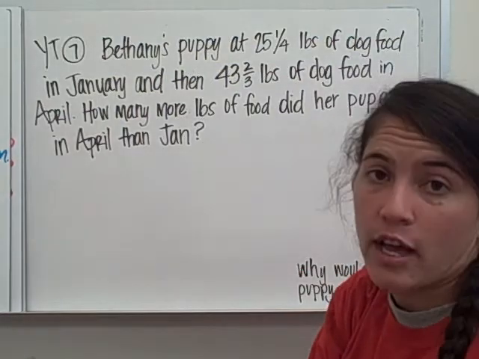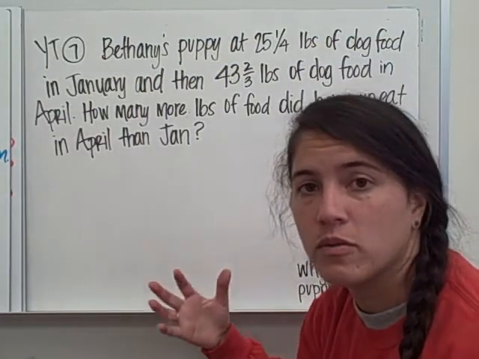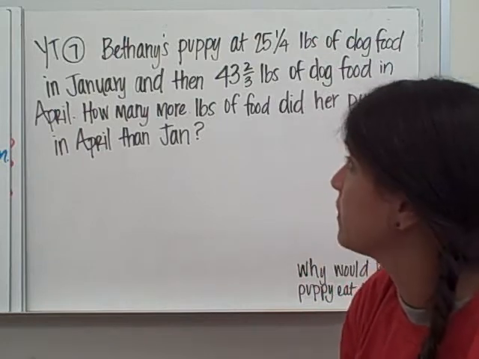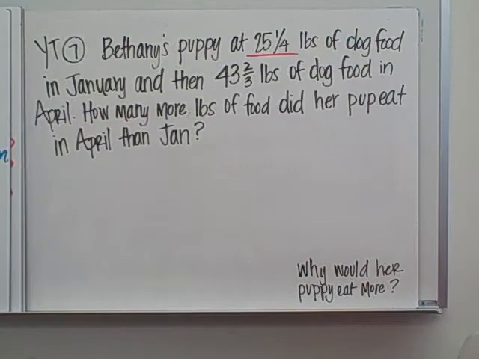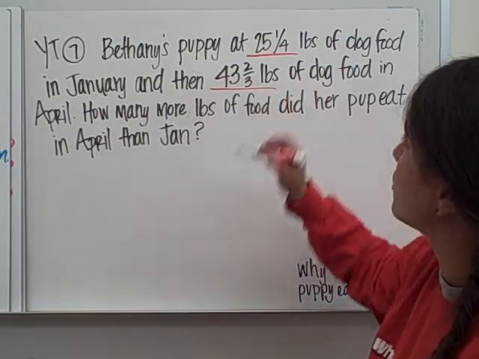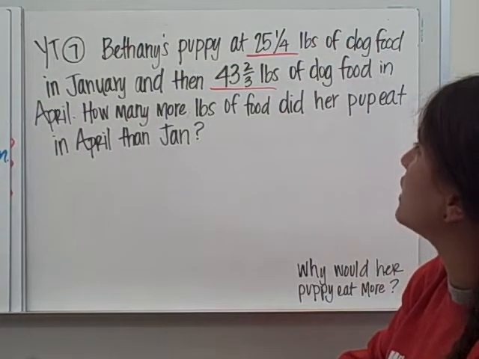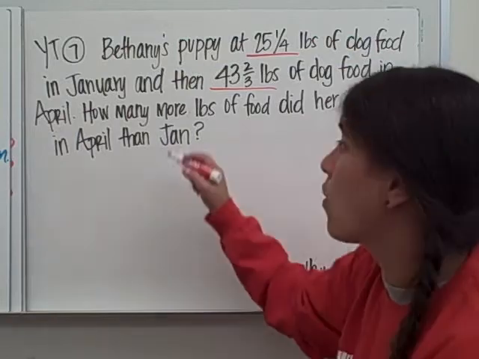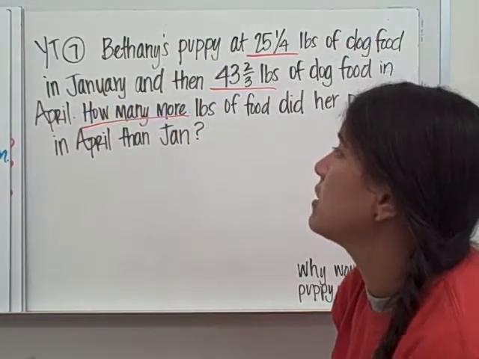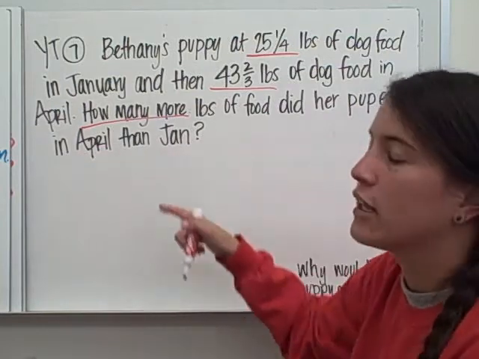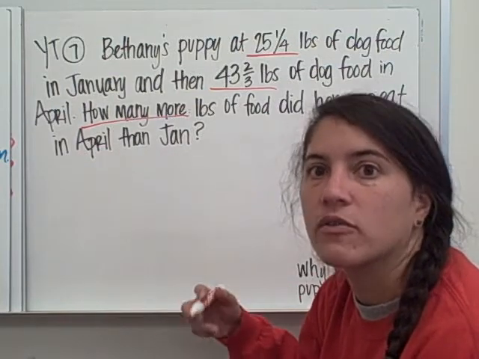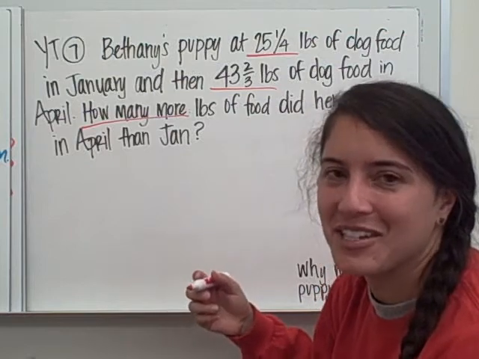Here is a you try, number 7. I'm going to read the problem to you, and then I want you to try it on your own. Bethany's puppy ate 24 1/4 pounds of dog food in January, and then 43 2/3 pounds of food in April. How many more, this is key, how many more pounds of food did her puppy eat in April than January? So you pause the video and then restart it when you're ready to hear the explanation.